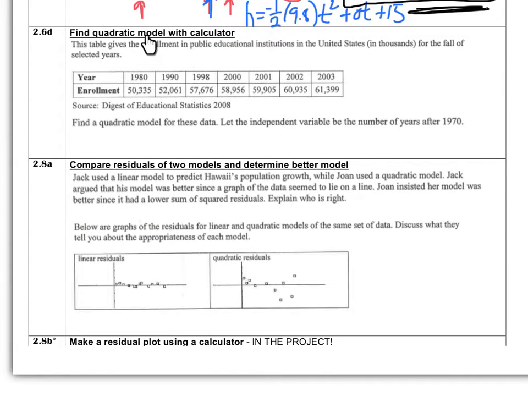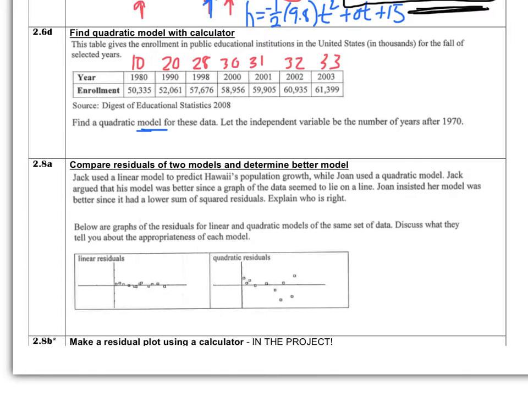2.6d wants us to find a quadratic model with a calculator. So again, we're back to our public education enrollment numbers by year, and they want us to find the quadratic model for this. Again, x is the independent variable, the number of years after 1970. So remember, what we're going to have to do is change the years to after 1970, so 10, 20, and so forth. For quadratic model, when they want you to find a model, that just means use the calculator.